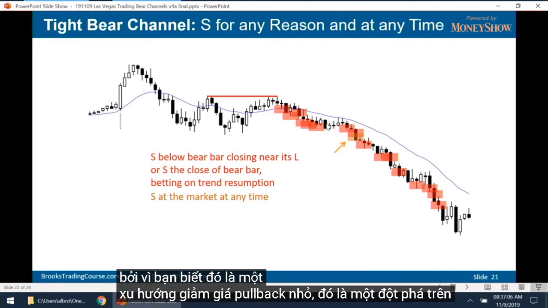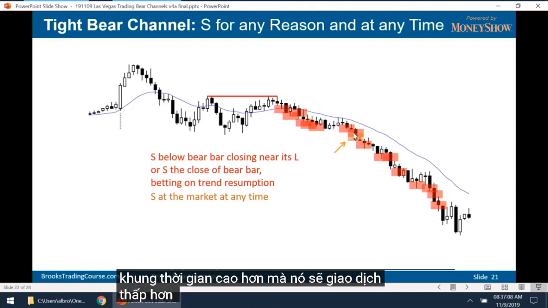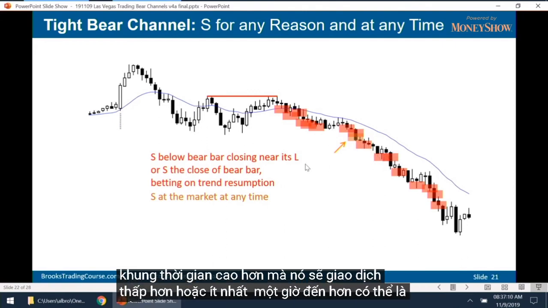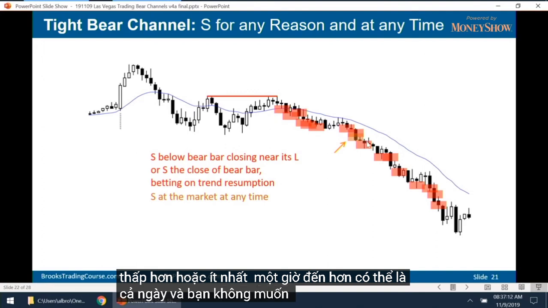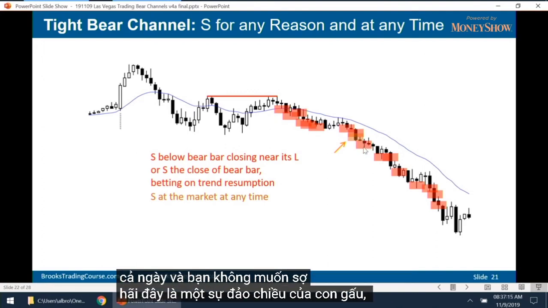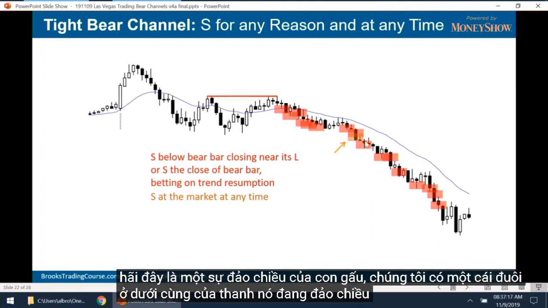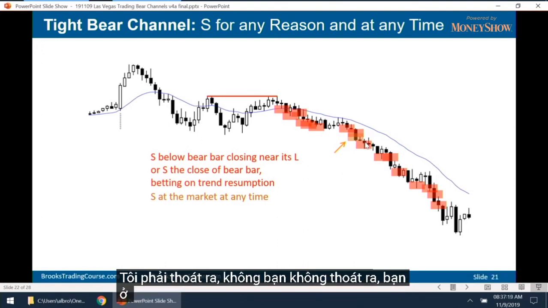It's a breakout on a higher time frame. It's going to trade lower for at least an hour or two more, maybe all day, and you don't want to be scared out. Oh, here's a bear reversal. We got a tail on the bottom of the bar. It's reversing. I got to get out. No, you don't get out. You stay short.